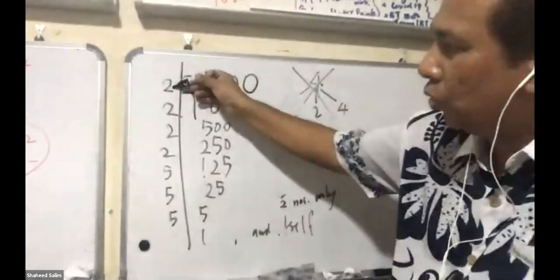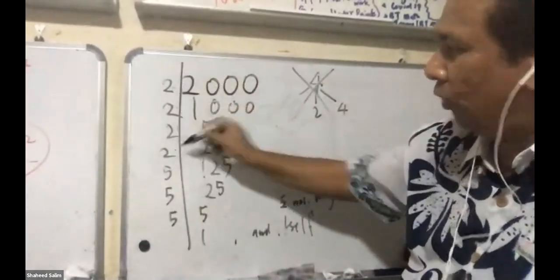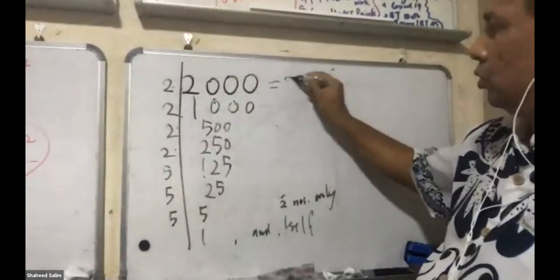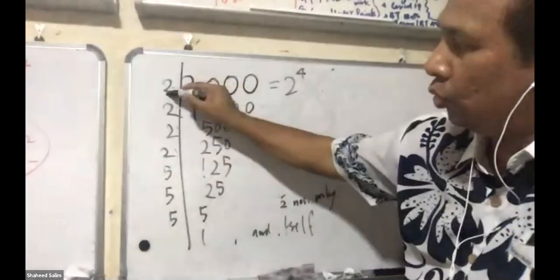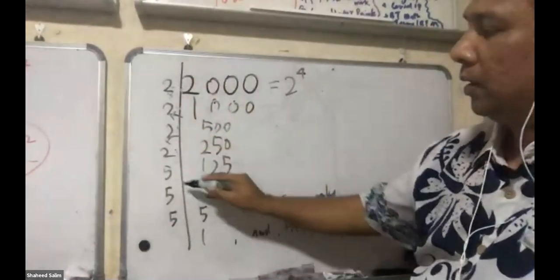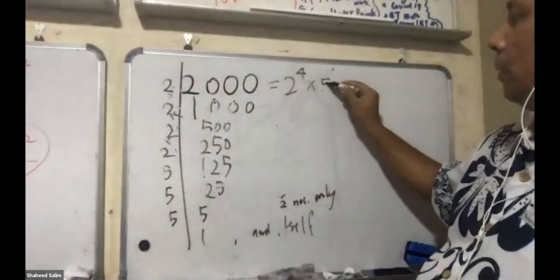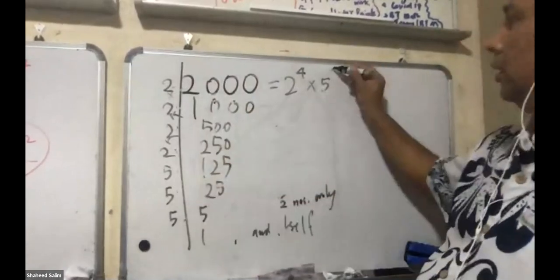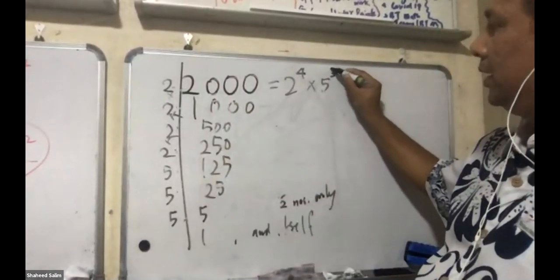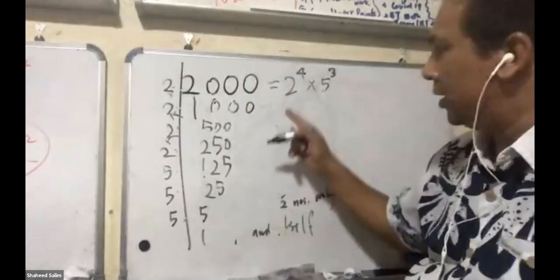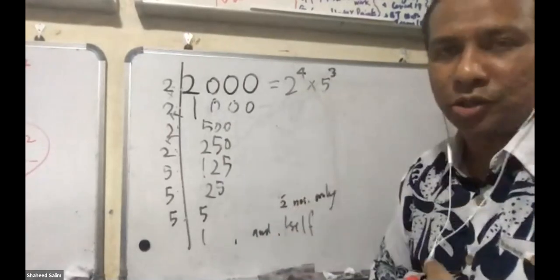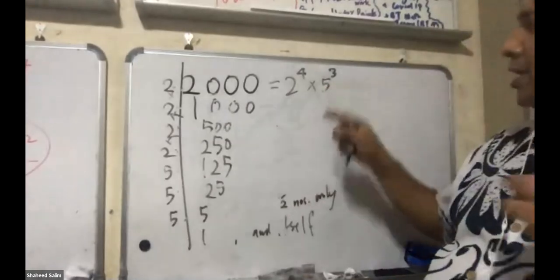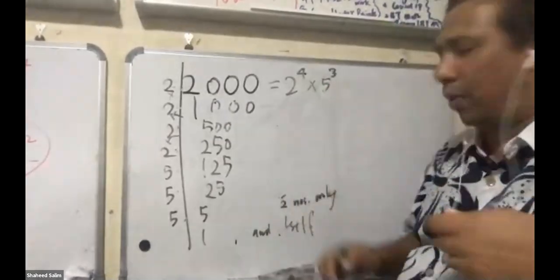Then count. 2 to the power of 1, 2, 3, 4. So this means 2 to the power of 4, because there's 1, 2, 3, 4. This is 2 times 2 times 2 times 2. Times 5 to the power of 1, 2, 3. This is called index notation. In this case, the numbers are all prime numbers, so prime index notation or prime factorization. From prime factorization, I can tell you whether this number is a square or not.